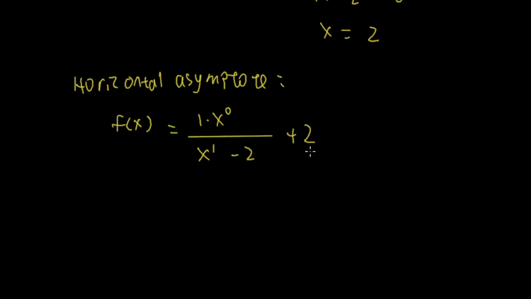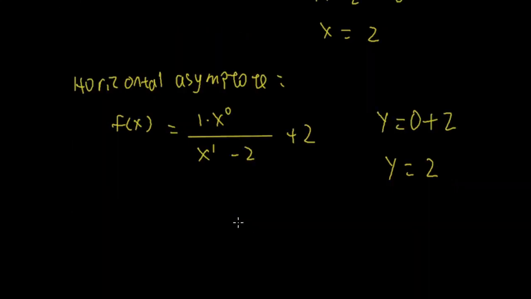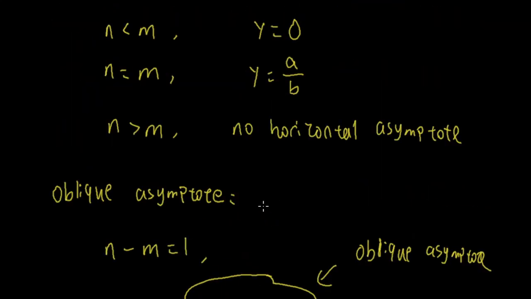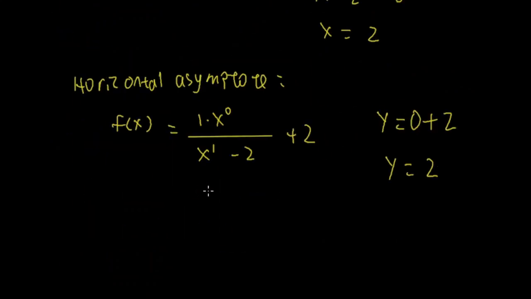However, there's a plus 2 in this function, so it will shift the function up by 2 units. So the horizontal asymptote is y equals 0 plus 2. Then y equals 2 is the horizontal asymptote. Now, do we have an oblique asymptote? We can only have either a horizontal asymptote or an oblique asymptote. Since we have a horizontal asymptote already, we cannot have an oblique asymptote. Now look at the rules for the oblique asymptote that we just talked about. The degree of power in the numerator has to be exactly 1 greater than the degree of power in the denominator. In this case, it's not the case. So there's no oblique asymptote.